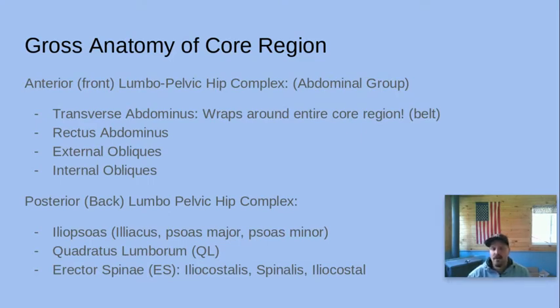The next complex would be opposite of that. It's the posterior lumbopelvic hip complex. It's located on the low back. It's the main three muscles there: the iliopsoas muscle, the quadratus lumborum, and the erector spinae. Just a little note about these is the iliopsoas, as I'll show you in a minute, is two different muscles that come together as one, and it functions as one. So we just call it the iliopsoas.